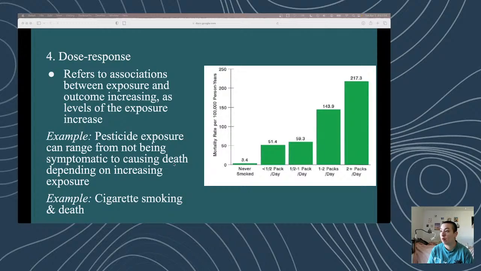It just depends how high your exposure to pesticides is, right? And then here's cigarette smoking and death, like I pointed out on this graph. So make sure you know this one. This is a really important principle just in general in epidemiological research, is the principle of dose response, not just as a causal criteria, though it is one.